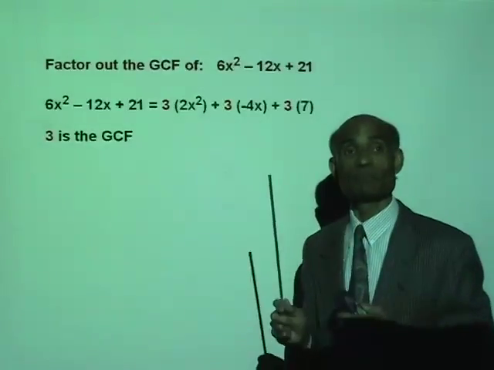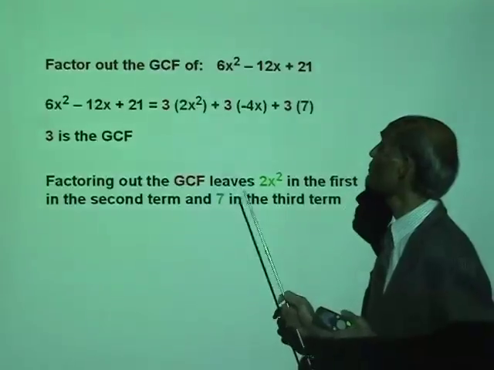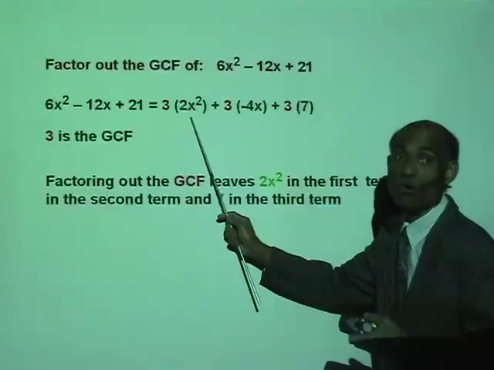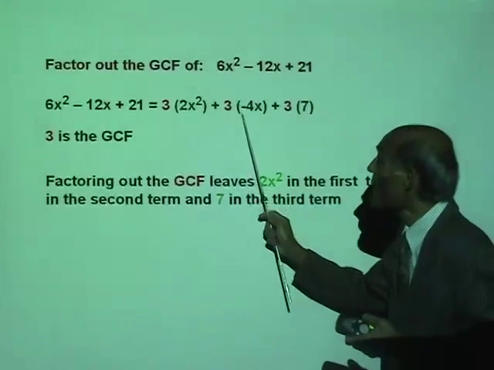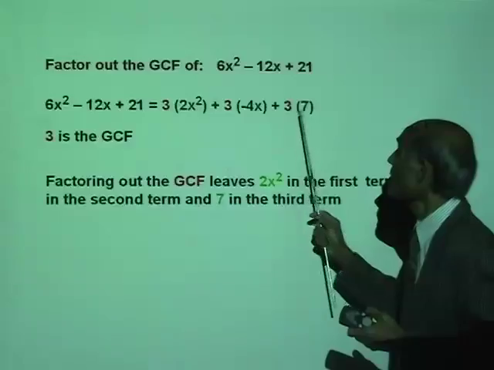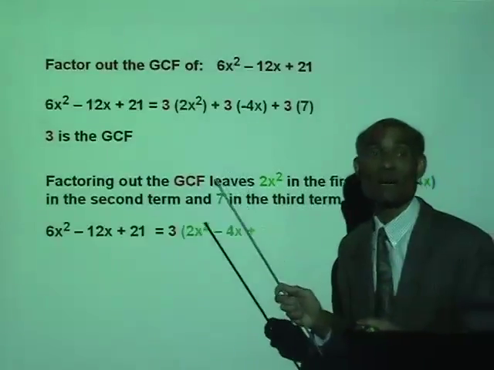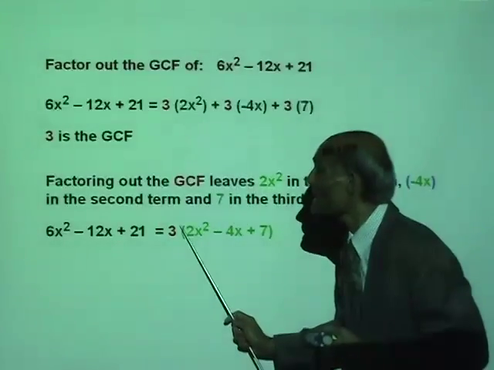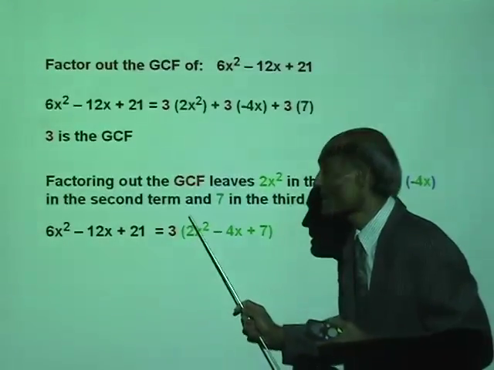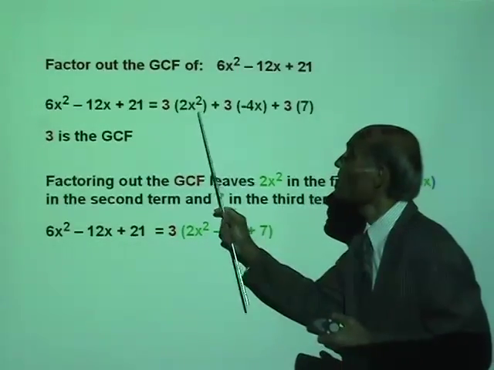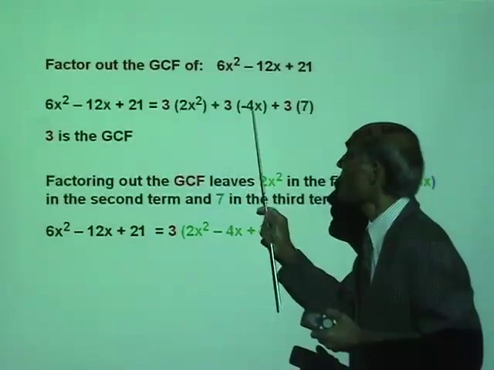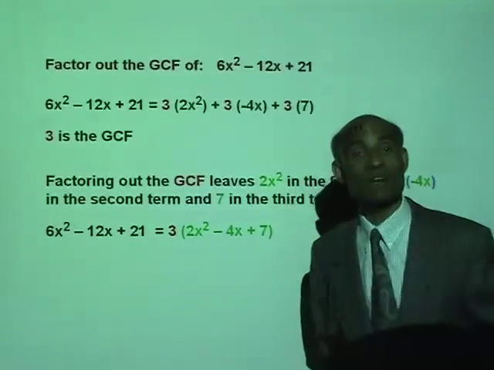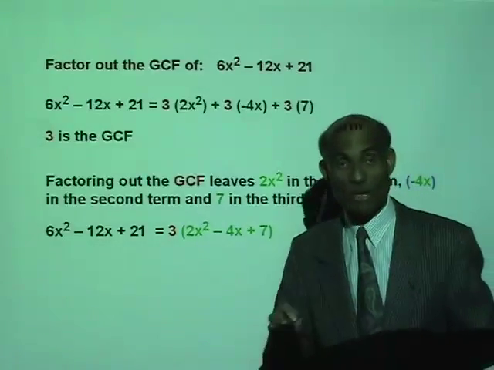We pull that out. Alright, so factoring the GCF leaves 2x squared in the first term. What is left in the second term? Minus 4x in the second term and 7 in the third term. That means by pulling out the 3, we keep it outside the parenthesis, and inside the parenthesis you have 2x squared minus 4x plus 7, and that is the way to factor out the GCF. Okay, practice that one more time.